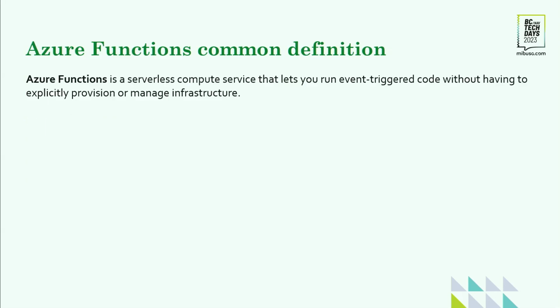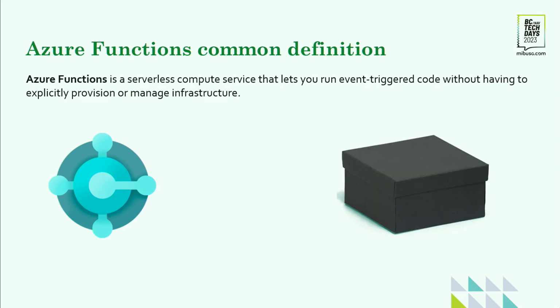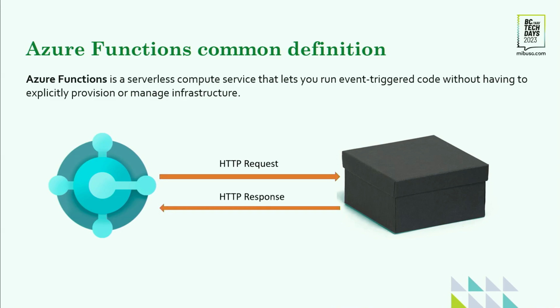So when we talk about Azure Functions, a common definition that everyone knows is something like a serverless compute service that permits me to run event-triggered code in the cloud without provisioning or managing the infrastructure. So I simply deploy the code in the cloud. All is managed by other parties, and I don't worry about what's under the hood. And what partners normally know about Azure Functions is that from Business Central I can send an HTTP request to a black box, and the black box responds with the response I want, executing some code deployed in that black box.